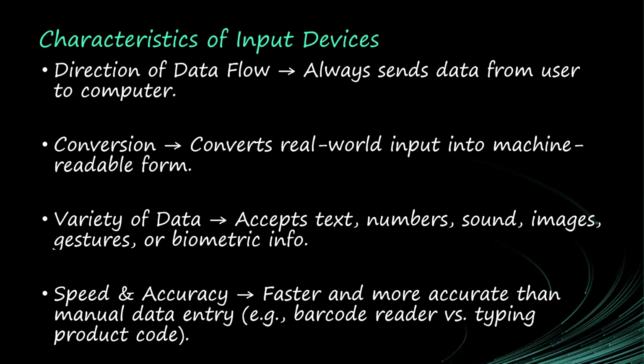Okay, so the user does not need to type in the product code. With that barcode reader, they will just put it in front of the barcode reader, and the barcode reader will read it. So barcode reader is also an input device. It is faster and more accurate than typing the product code. So input devices are very fast and accurate.